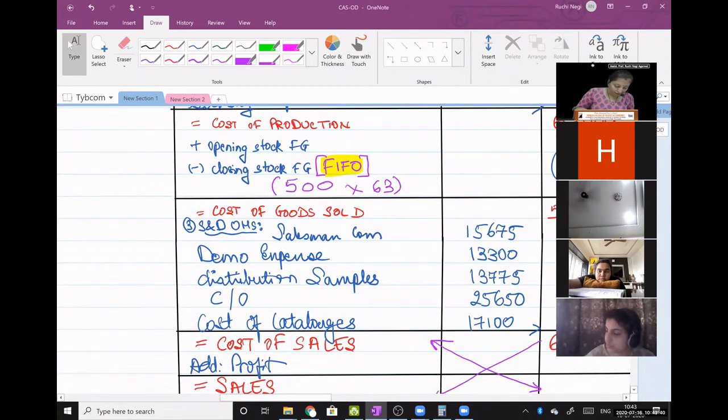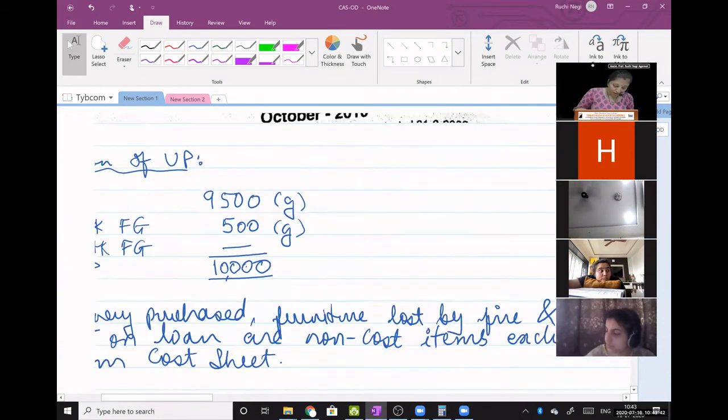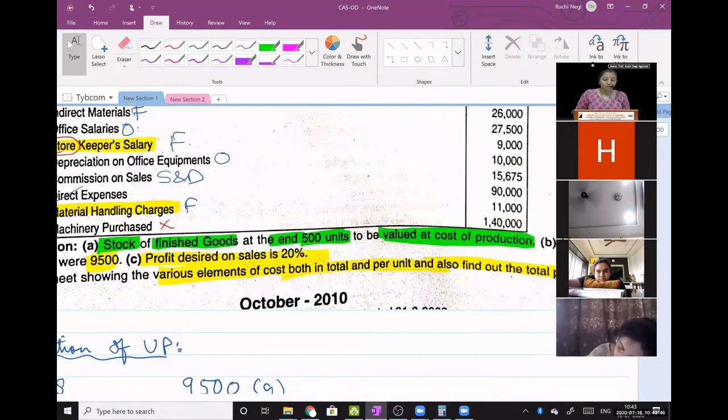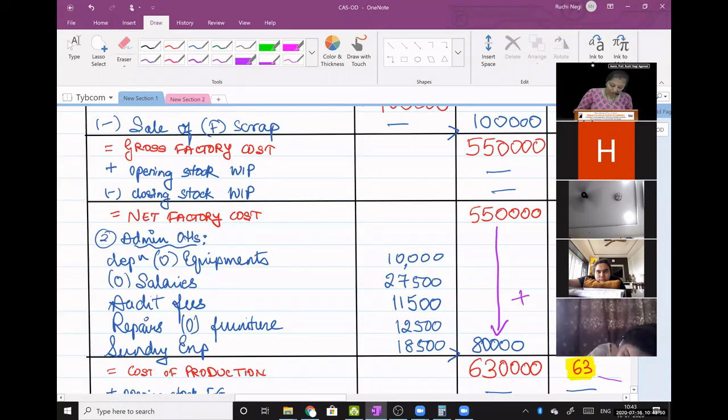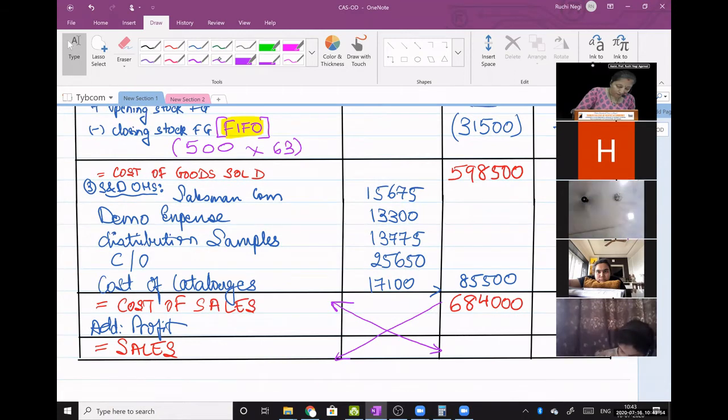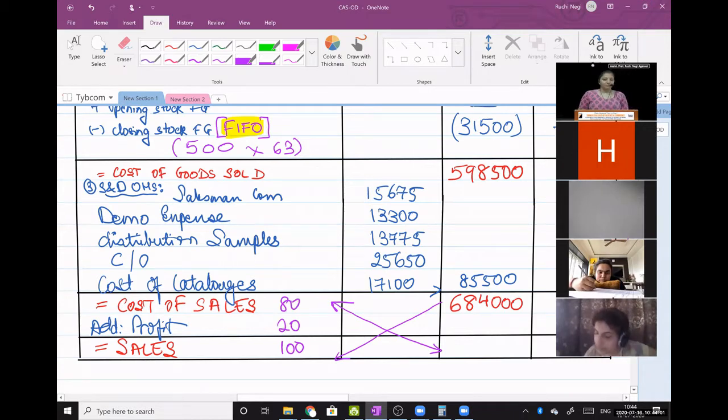So profit is how much? That's mentioned in the question, right? Obviously, they will give. Yeah, profit desired on sales is 20%. So what is the base? Sales is the base. So base is always 100. Okay. So write it down. So sales will be 100. So this is 20. So this is 80. Okay. Cross multiply, you will get the answer.